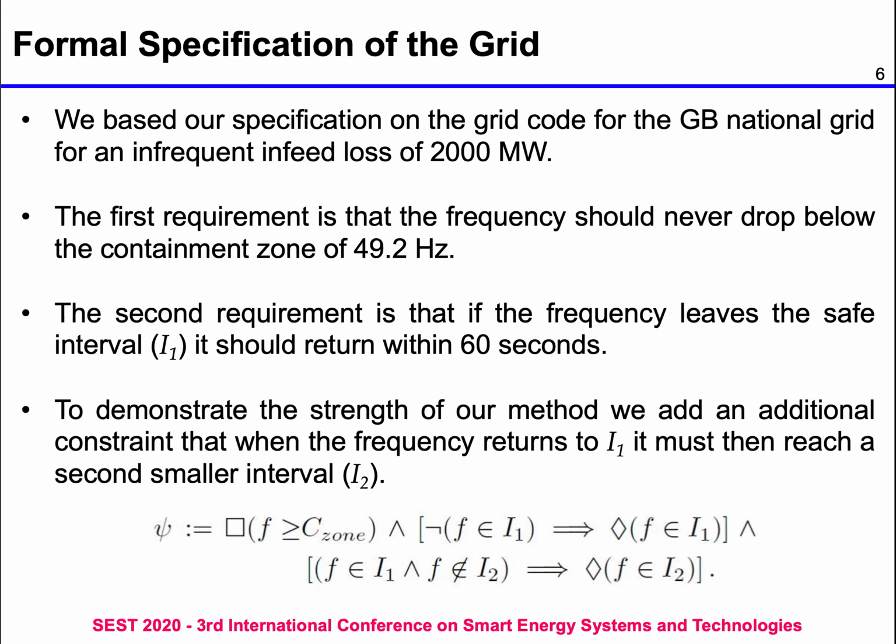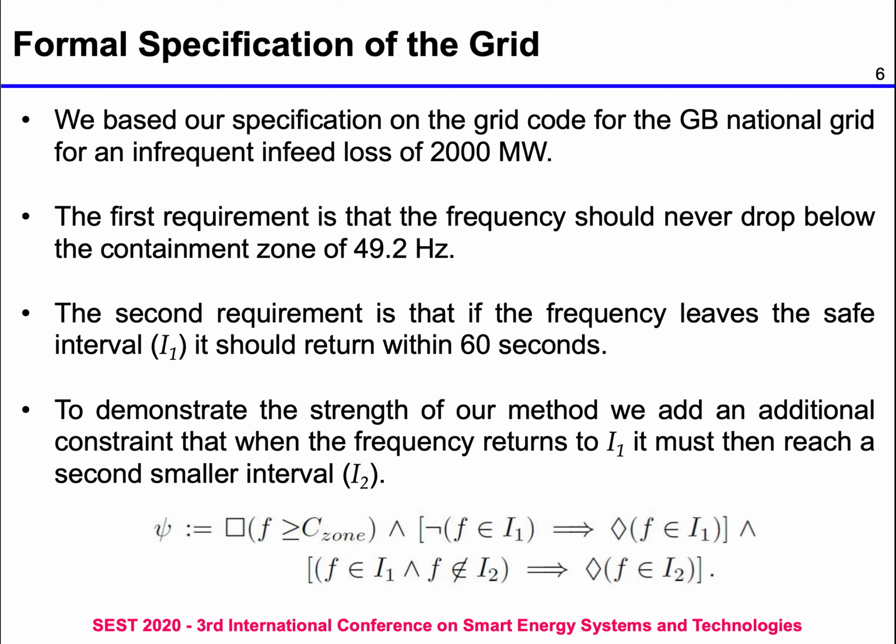So our specification is based on the grid code of the GB national grid. The first requirement is that mentioned before, the frequency should never drop below the containment zone of 49.2 Hz. When this occurs, low frequency demand disconnection occurs and lots of load shedding would happen.